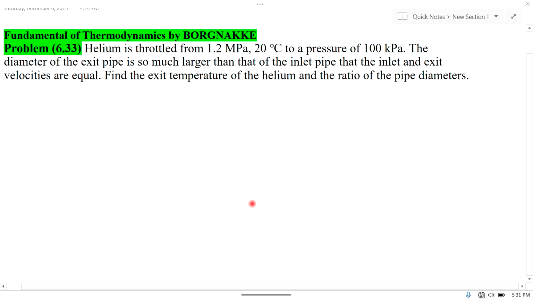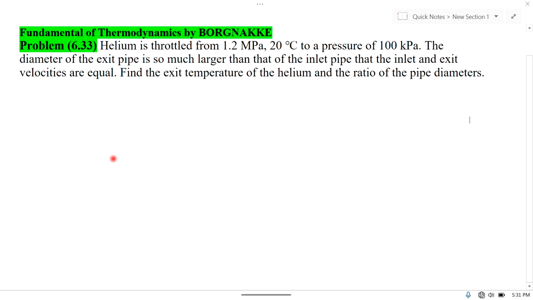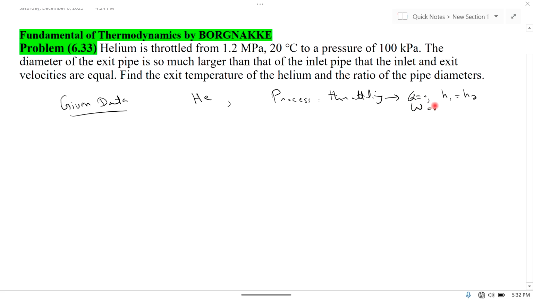So the statement of the problem is: helium is throttled from 1.2 megapascal and 20 degrees centigrade. In the given data, helium gas is used and the process is throttling. And we know that in a throttling process we assume an adiabatic process, Q is equal to 0, and H1 is equal to H2, and no work is involved in the throttling process.